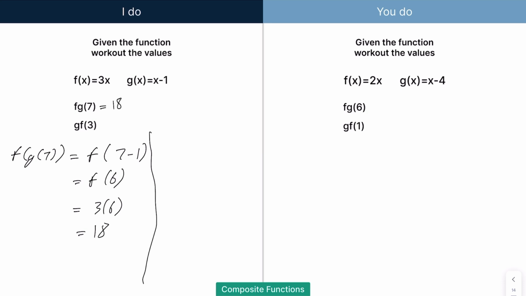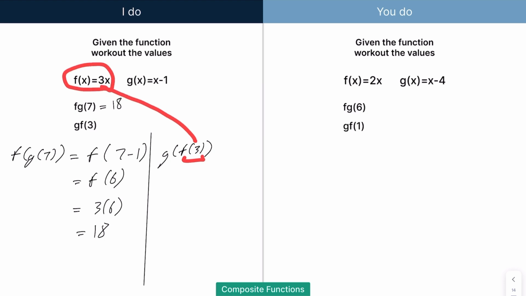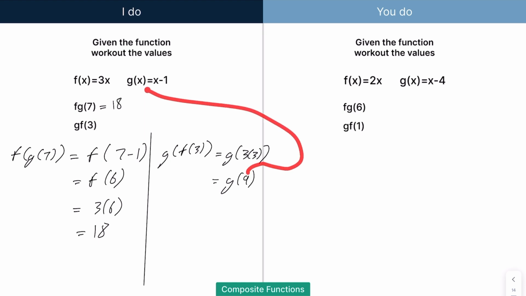Now if I just draw a line down the middle to work on the other one. Now we have g of f of 3. Firstly, like before, we're going to deal with the inside first. So here we have f of 3, so we put that into there. So that becomes g of 3 bracket 3, which can then be written as g of 9. And now we're putting a 9 into the function g, so that goes into here. So that can be written as 9 minus 1, which is 8. So the answer here is 8.